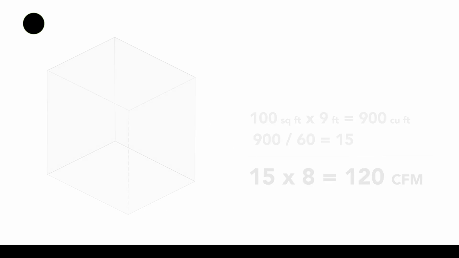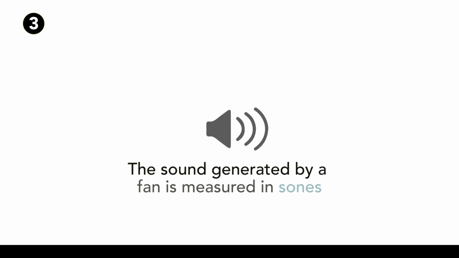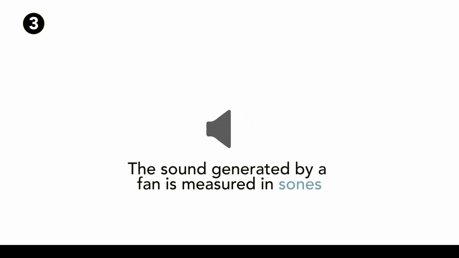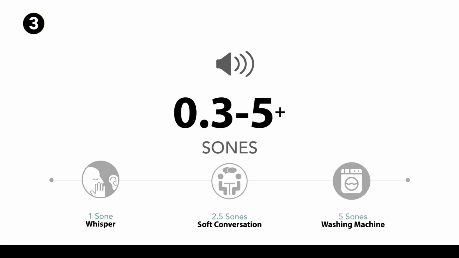Next, with your fan's CFM calculated, you'll want to consider what sound level you prefer for your fan. The sound generated by a fan is measured in sones, which typically ranges from 0.3 sones to 5 sones. 1 sone will sound like a whisper, and 5 sones will sound like a washing machine. 2.5 sones will sound like a soft conversation.